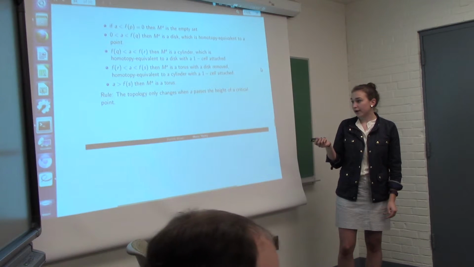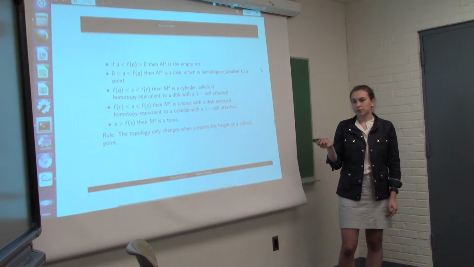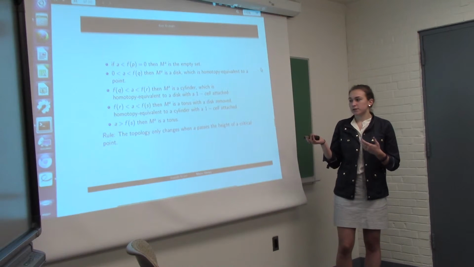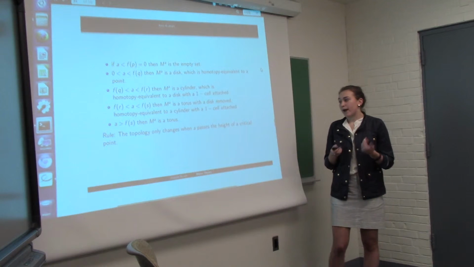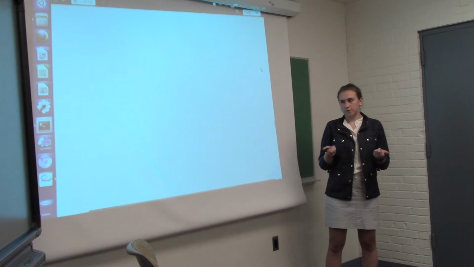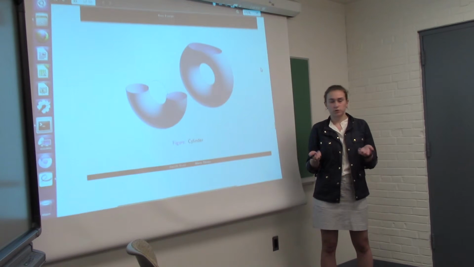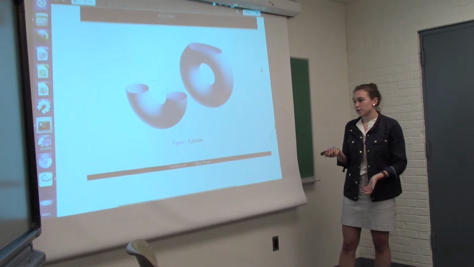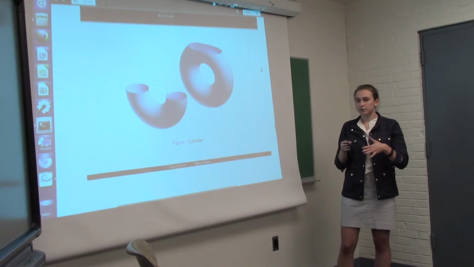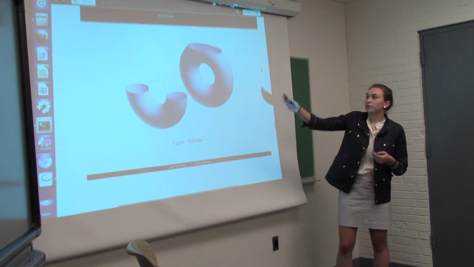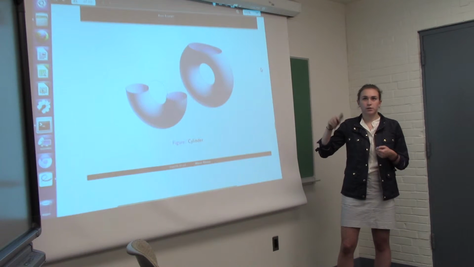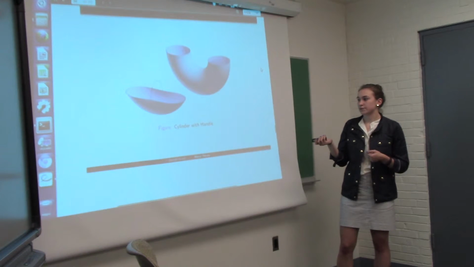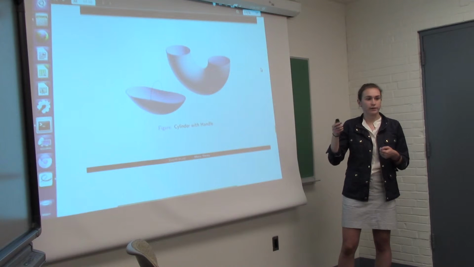Oh, I'm sorry. The rule we have here, that we'll create and actually end up disproving, is that based on these answers, we're thinking that the topology will only change when A passes the height of a critical point. But we'll see, based on a counterexample, that's not quite true. These are just the 2 images, so you can actually see what I was just explaining. This is the second thing I was talking about: the cylinder with the 1 cell attached. This is between the R and S heights, and this is between the P and Q heights.